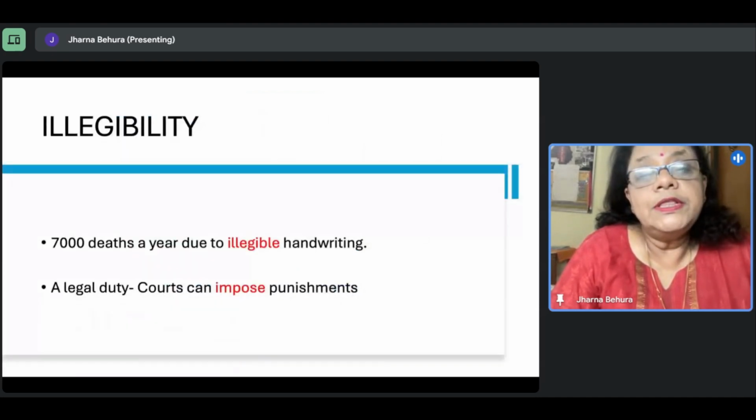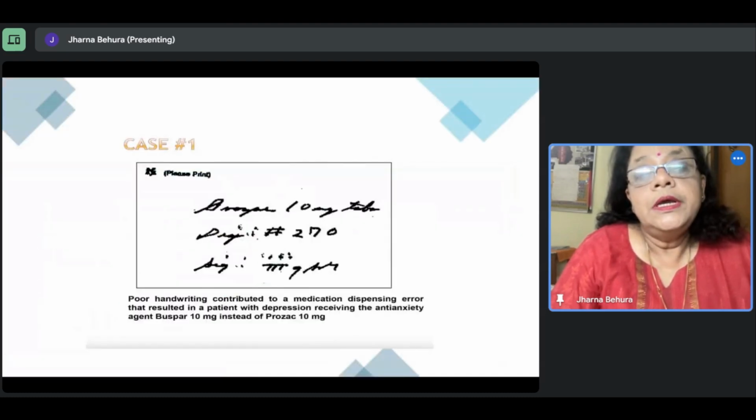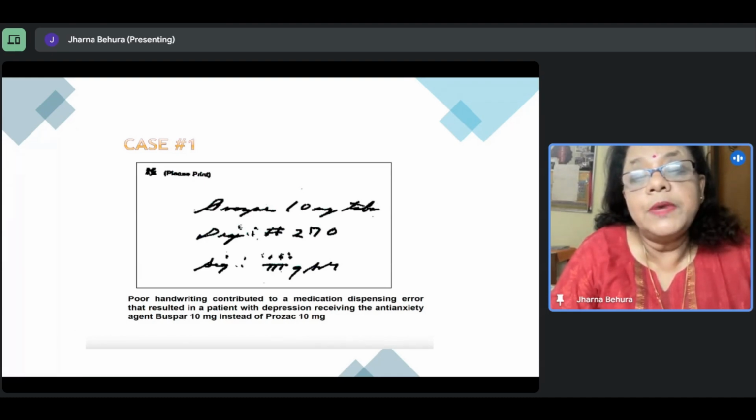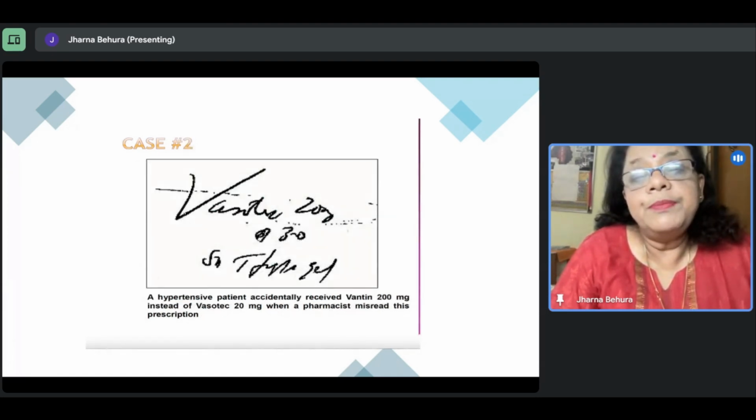Now, illegibility: 7,000 deaths a year are due to illegible handwriting. It is a legal duty, and courts can impose punishment. In this particular case, you can see the writing is illegible. Poor handwriting contributed to a medication dispensing error that resulted in a patient with depression receiving the anti-anxiety Buspar 10 mg instead of Prozac 10 mg. Then this is another case where a hypertensive patient accidentally received Vantin 200 mg instead of Vasotec.